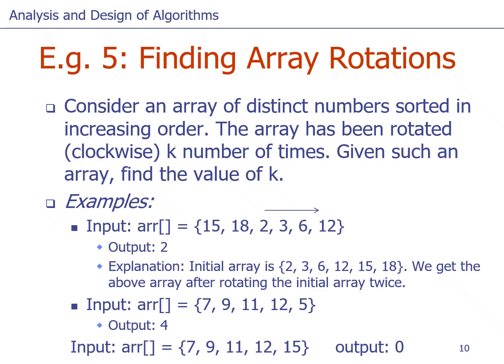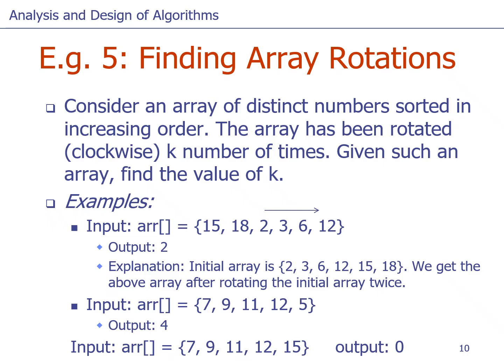Okay? Now, what's another observation? If you keep looking at these values, you will notice that you will find the smallest number if the number previous to it is greater than it. If you look at 2, before it is 18. If you look at 18, before it is 15, it's less than it. If you look at 3, before it is 2, it's less than it. If you look at 6, before it is 3, less than it. If you look at 12, before it is 6, less than it. But only for 2, what's before it is greater than it.